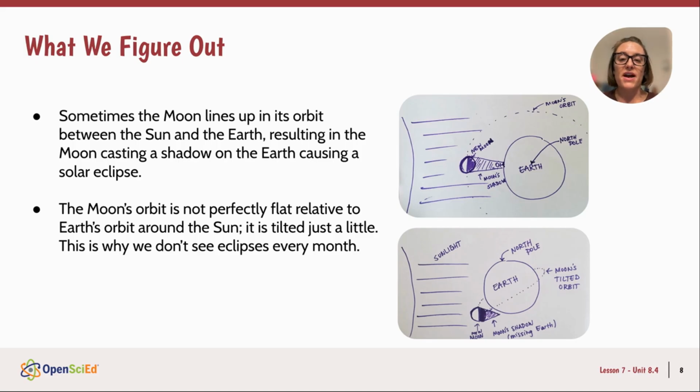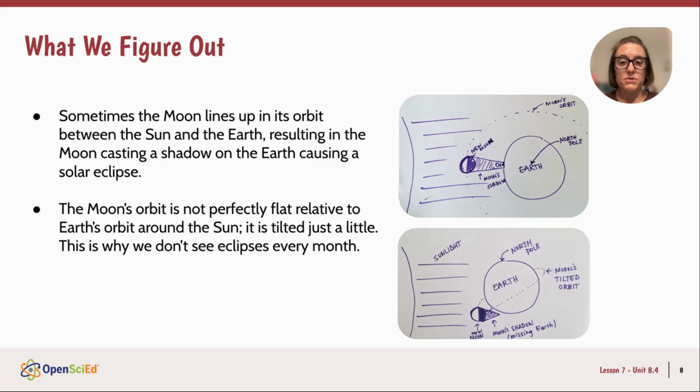What students will figure out in this lesson is that sometimes the moon lines up between the sun and the Earth, and the moon will cast a shadow that falls on the Earth, and that causes a solar eclipse. Now, in this lesson, we are using the term eclipse, meaning total solar eclipse. Students will not be learning about partial eclipses, nor will they need to understand the terms for the moon shadow, such as umbra or penumbra.